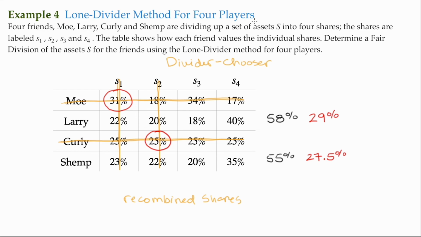If there's a conflict, we go through the process of the lone divider again until we can whittle it down to 2 players. Then we wind up using the divider-chooser method. But there we go.